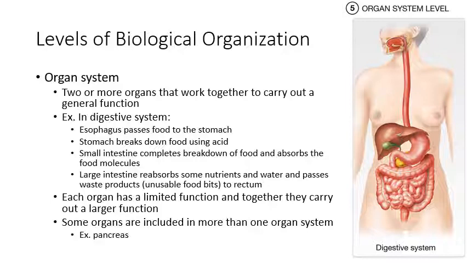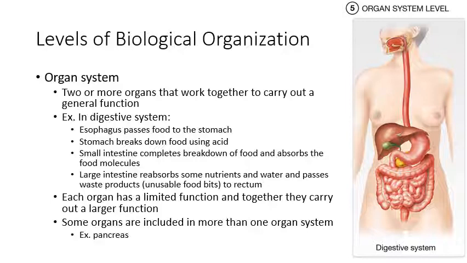So each organ in that organ system is playing one small role in the overall task of ingesting and digesting food. And finally, I'll mention that some organs are actually classified into multiple organ systems. An example of that is the pancreas. The pancreas is actually considered part of the digestive system because it releases enzymes into the small intestine that are necessary for you to digest your food and break it down.